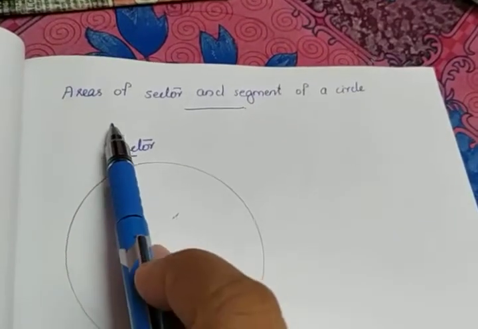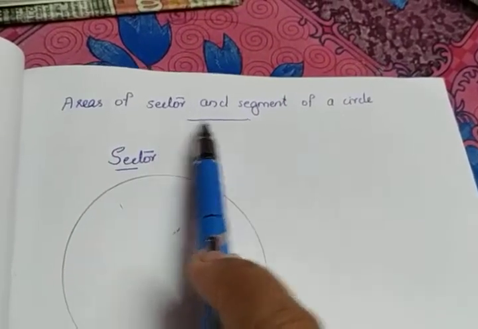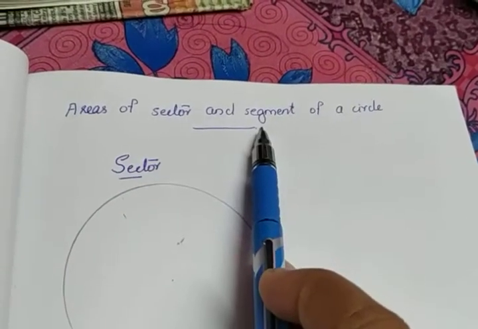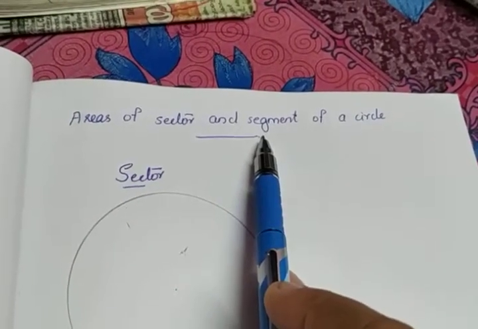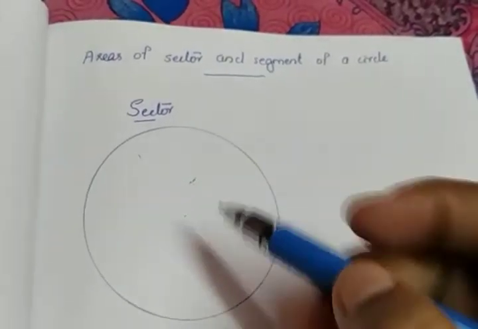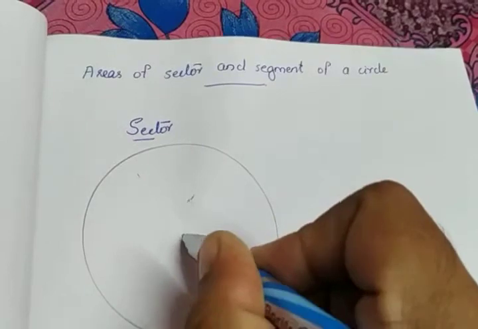So the next heading which we are going to see is area of sector and segment of a circle. Before dealing with the area of sector and segment, you must know what is a sector and what is a segment. So I have taken a circle here, and you can notice the center. Here it is the center.